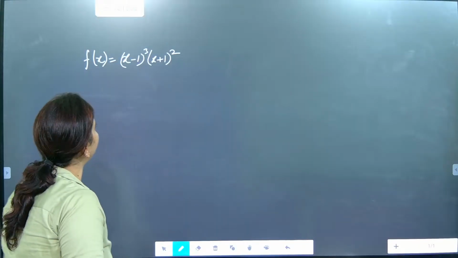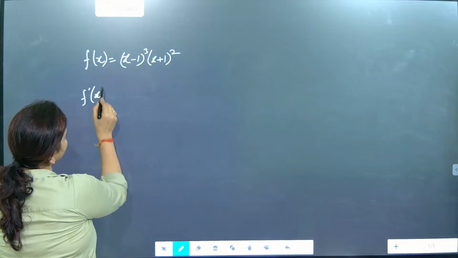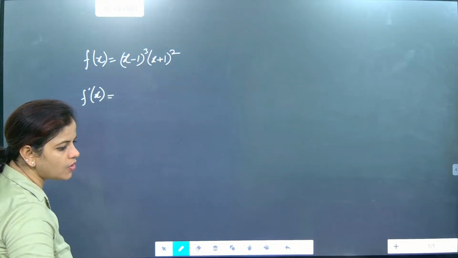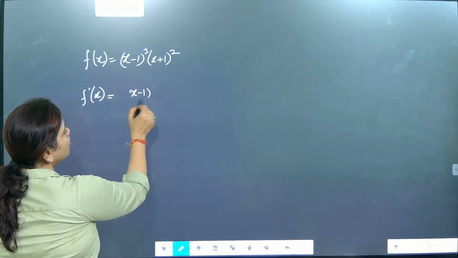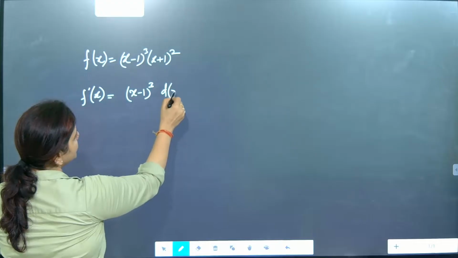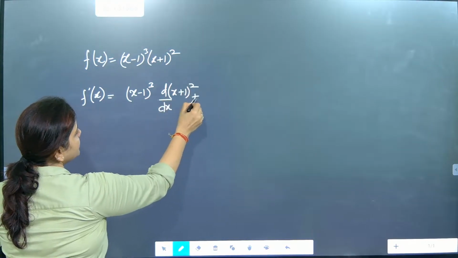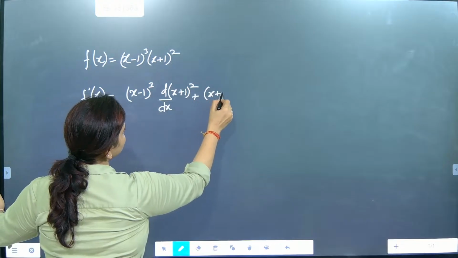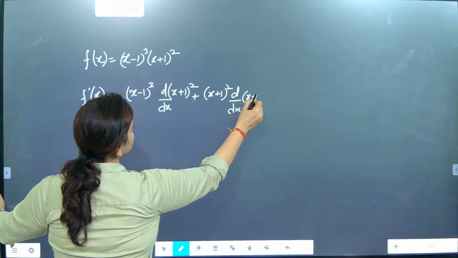Come on, go for it. Find the answer, please. So here we have to first differentiate it. When you are differentiating it, how are you going to differentiate this part, beta? We leave (x minus 1) whole cube as it is and differentiate (x plus 1) whole square. Next, we leave (x plus 1) whole square and differentiate (x minus 1) whole cube.